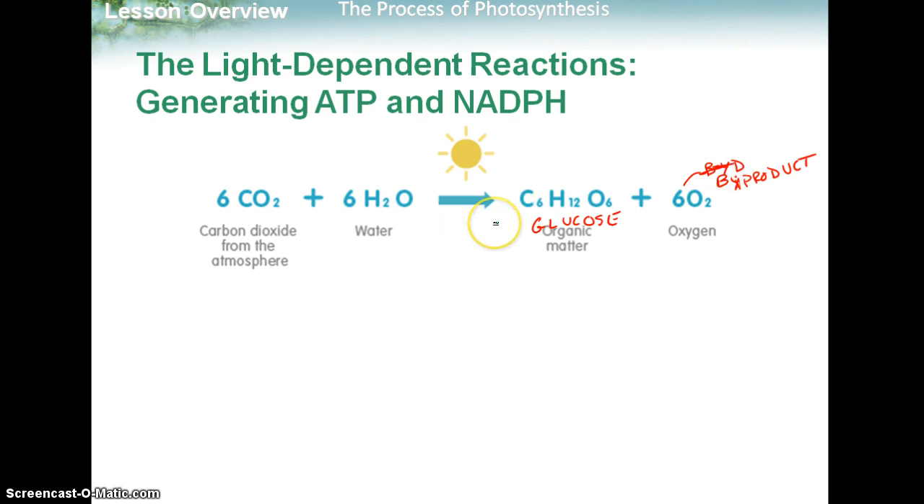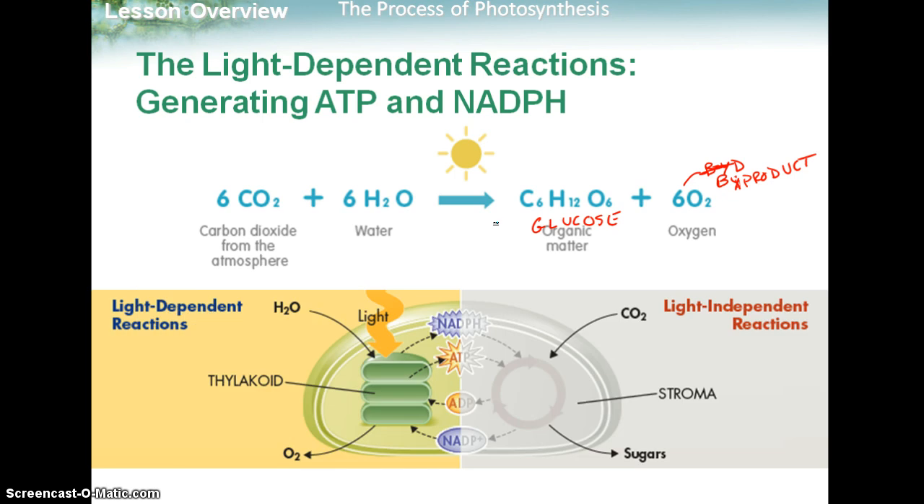We also said that this was a combination of many reactions that happen within the chloroplast during photosynthesis. So here we have both the light-dependent reactions and the light-independent reactions. We're going to be using different parts of this equation in the two sets of reactions. Today we are going to talk about the light-dependent reactions.